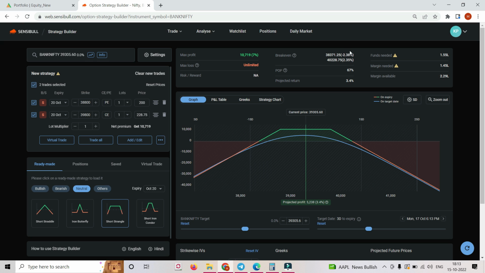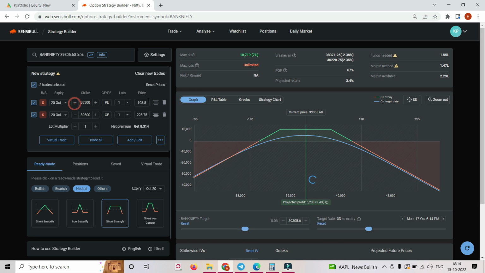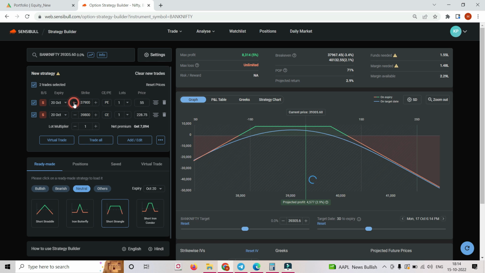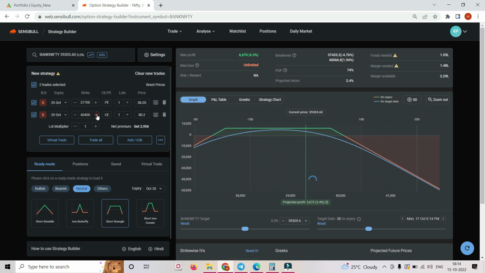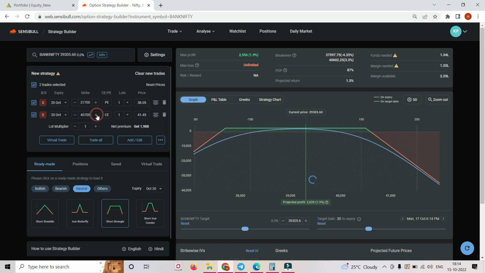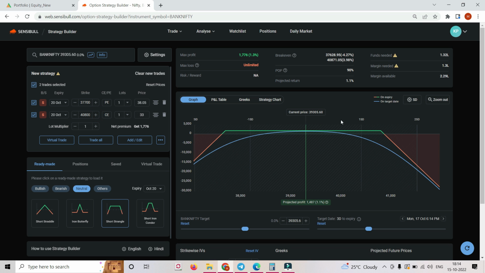See, one second, am I doing something wrong? Why is this showing 2.3? Yeah, obviously, because I want more safety. To get more safety, I'll go for 30 to 40 rupees premium or less. Let's say 38 rupees, and let me take it to 30 rupees, and this is my ideal Strangle. Yes, 1.3%. If you want more, you can just increase.